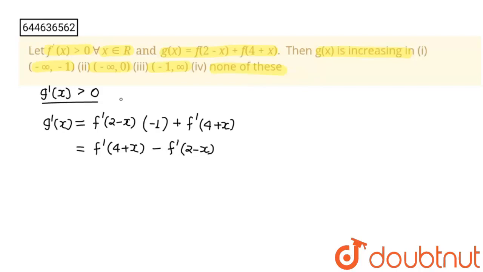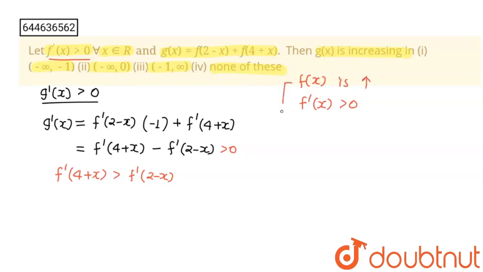So if g(x) is increasing, g dash x should be positive, so this value should be greater than 0, and this will say that f dash 4 plus x is greater than f dash 2 minus x. Now here, see, f dash x is greater than 0. f dash x is greater than 0 means f(x) is increasing.